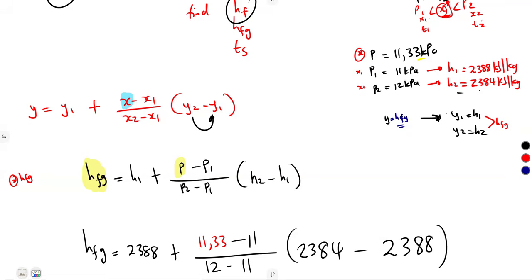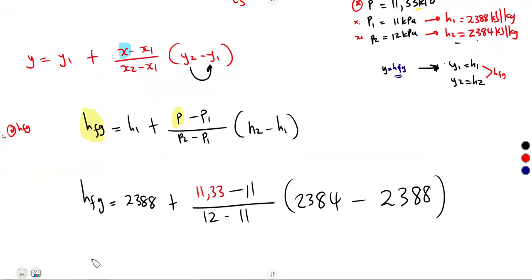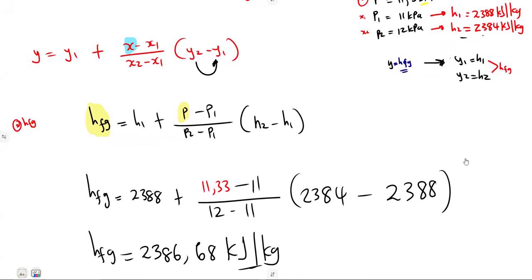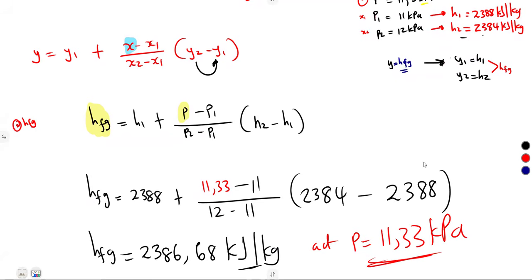So this is linear interpolation using the general formula. You can find these values directly like that. Simplifying this, you're going to obtain the value of HFG, which was going to be 2386.68 kilojoules per kilogram, which is the exact value at that pressure of 11,33 kilopascal. This is what we have.